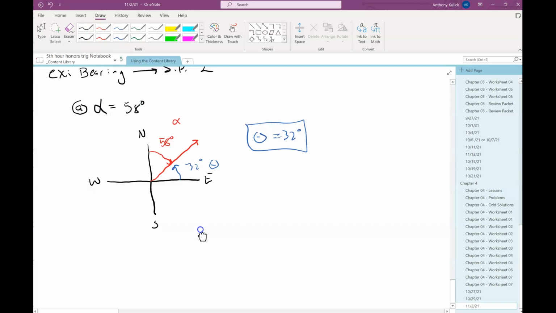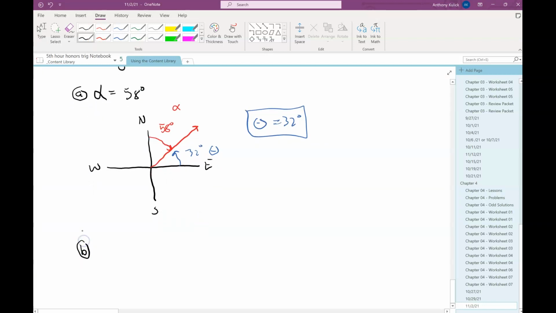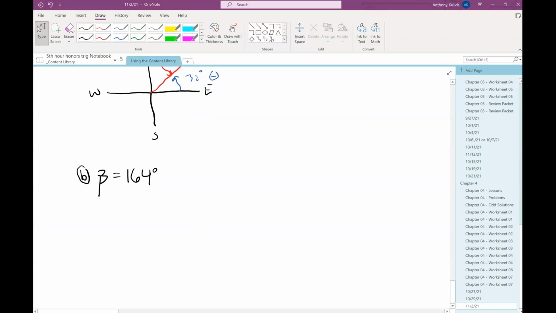Let's do a couple more examples just to make sure that we have this, because this is an important skill. So let's say that our next bearing is defined as beta. So it's 164 degrees. Again, we'll start the same way. So draw our compass rose, starting north and going clockwise. So 90 degrees here and 74 more degrees gets us down here.